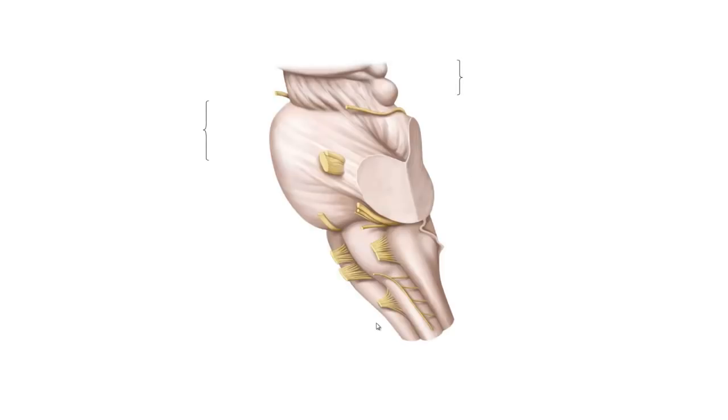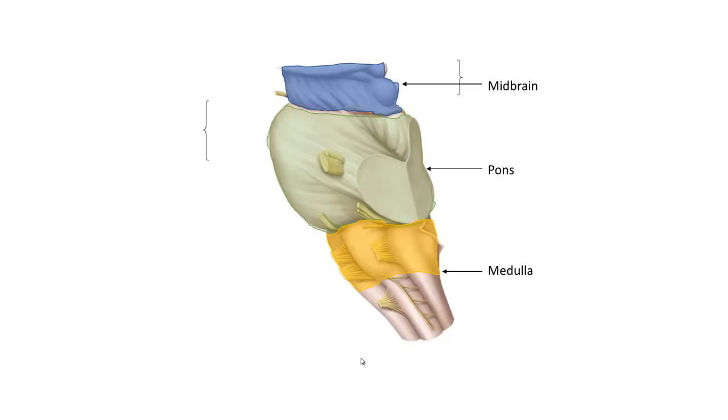On the brainstem, we're going to have three main segments. The first is going to be our midbrain, which is going to be most superior, outlined here in blue. Inferior to that is going to be our pons, outlined here in green. And inferior to that is going to be our medulla, here outlined in yellow.